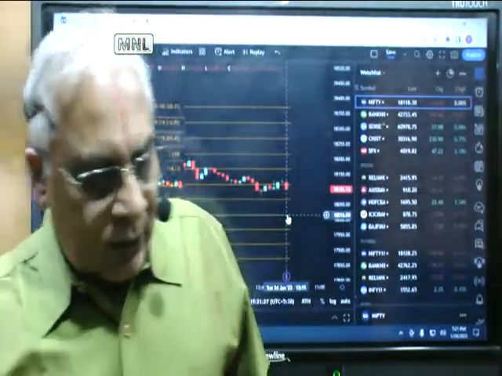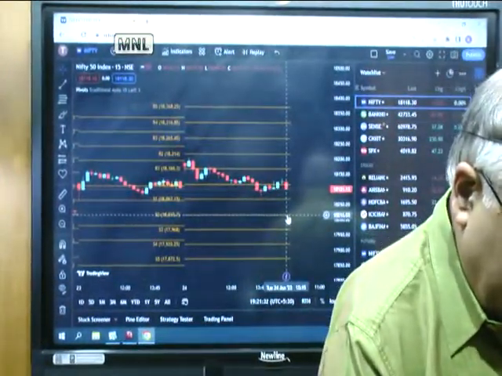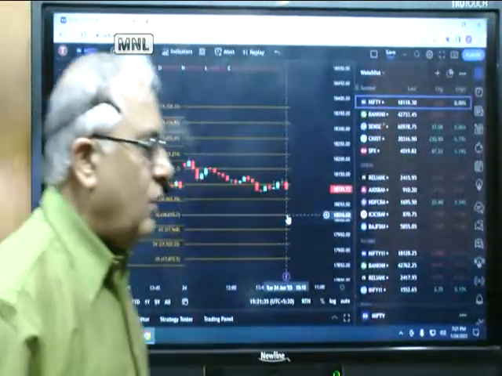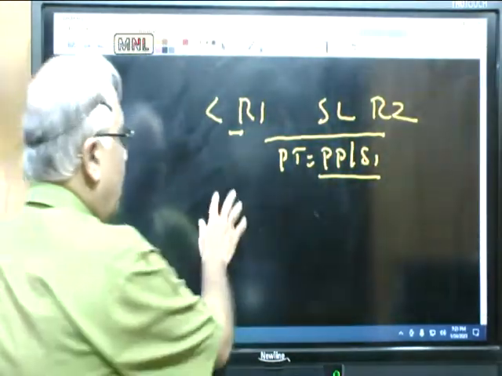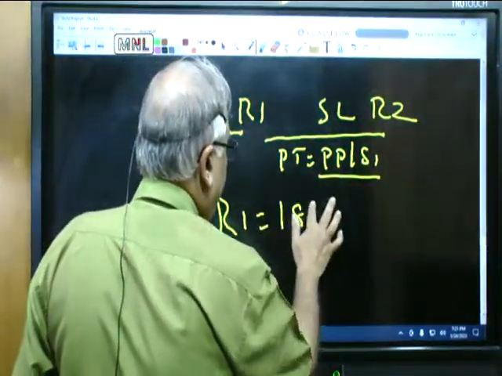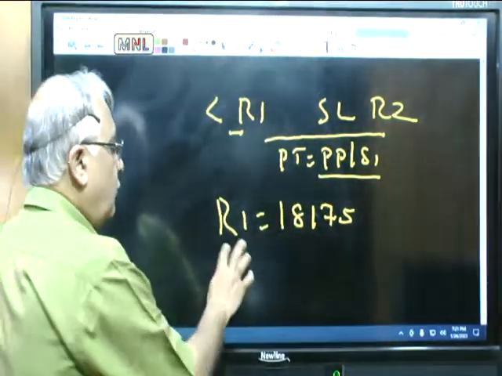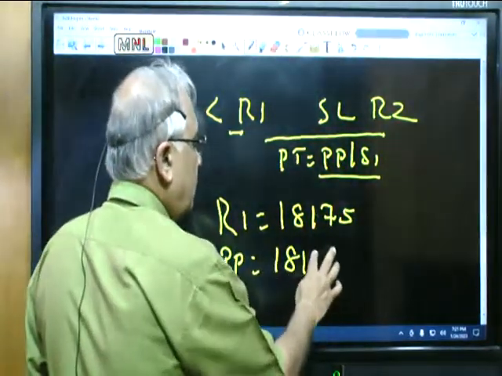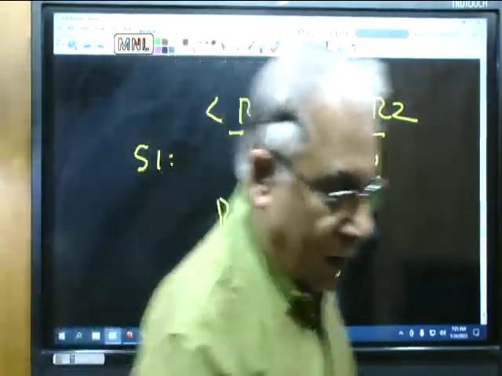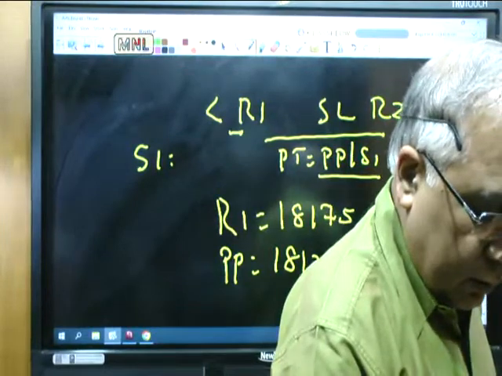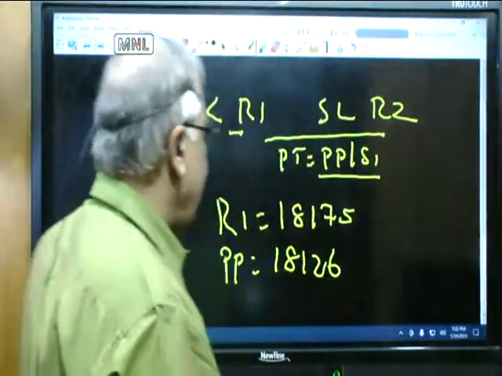So let's look at the R1 for this 18,126. R1 is 18,175. So tomorrow, based on this, R1 is 18,175. Okay. PP is 18,126. S1, which is a likely support level, is 18,050.